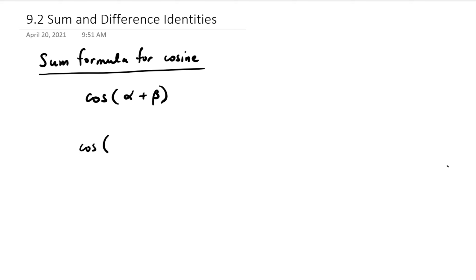For example, let's say you want to evaluate the cosine of pi over 2 plus, maybe that's a bad example, but pi over 6 plus pi over 3. You could actually use that formula, and we're going to do something like that afterwards. So the formula is the following. It's going to be cos of alpha, cos of beta, minus sine of alpha, sine of beta. And that's the only formula you need to accept.